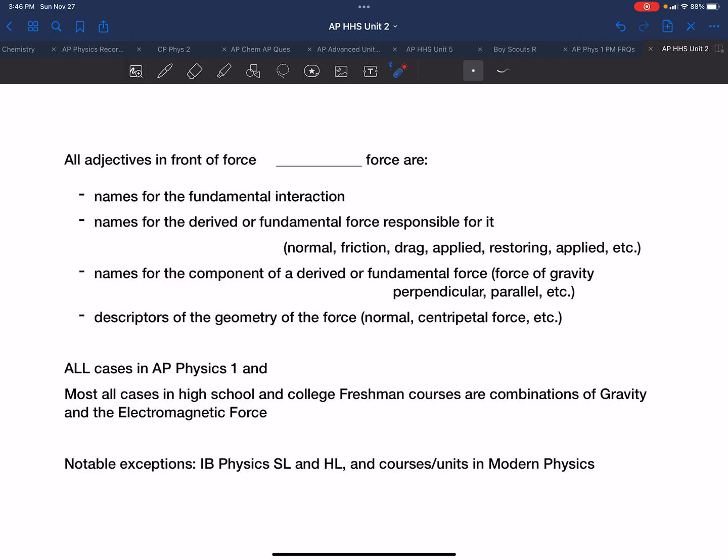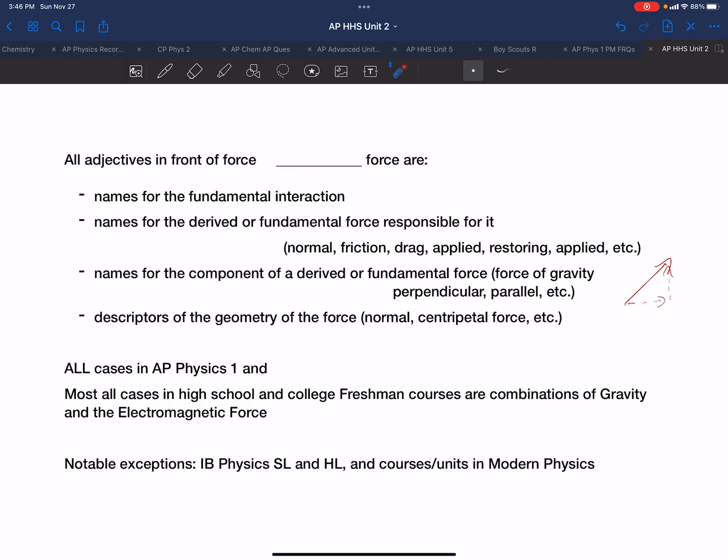It may also be a component, and that component is what we mean when we have something that's at an angle and we can break it into its Cartesian components. So it could be a component of the fundamental force, so we could have gravity, and there could be a component of it that's perpendicular to or parallel to. The other adjective here can refer to the geometry of the force, such as perpendicular, parallel, but also normal or centripetal, describing the geometry. So there's a word in front of this force.